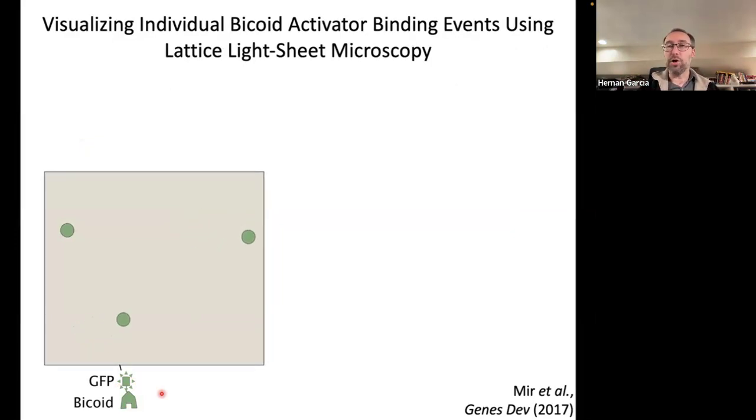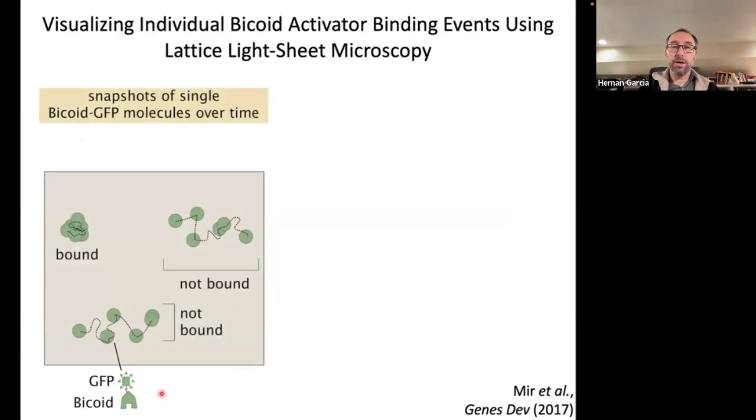Some of them are going to move a lot. Some of them are not going to move that much. Okay, we're going to say that the ones that move a lot are going to be not bound. The ones that are bound are going to be the ones that don't move that much. And obviously, we don't have infinite temporal resolution.